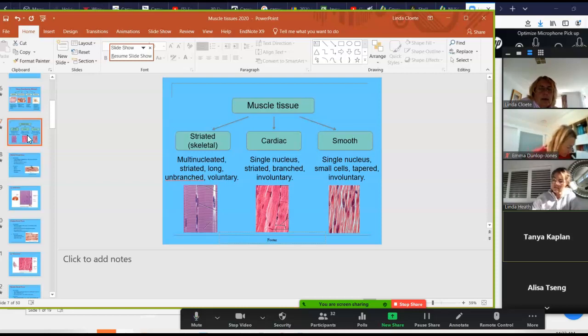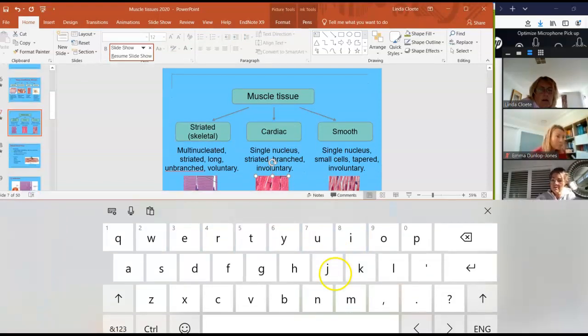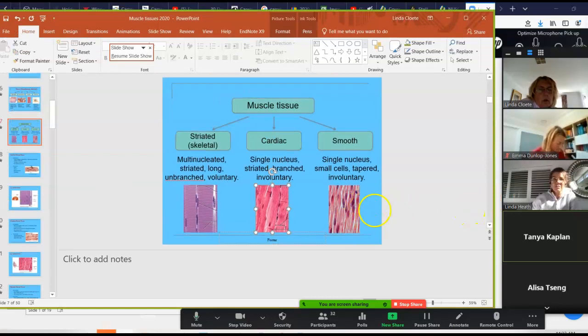Striated muscle has the nucleus around the edges. They've got the striations, and they're unbranched. Cardiac tissue has a single nucleus. It's also got striations, it's branched, and it also has intercalated discs, which are these little discs you can see there. Then smooth muscle has a single nucleus, small cells, a tapered shape as opposed to long fibrous column shapes, and it's an involuntary muscle, as is cardiac, and skeletal muscle is voluntary.